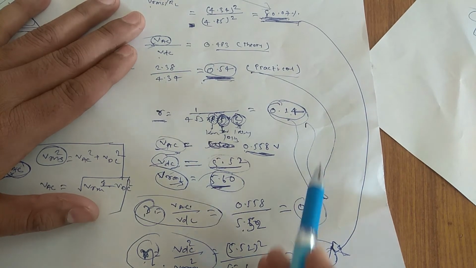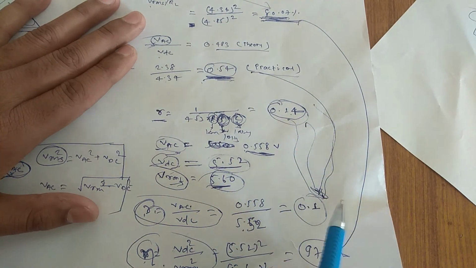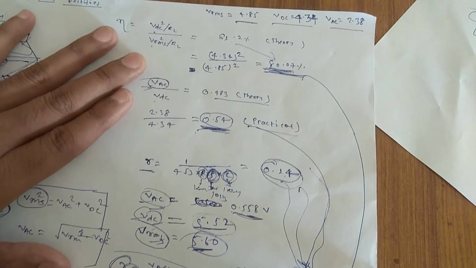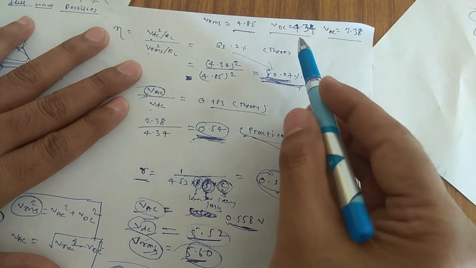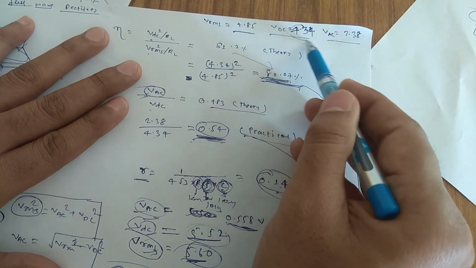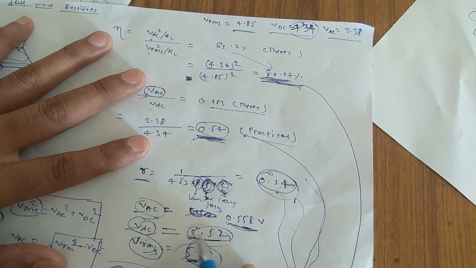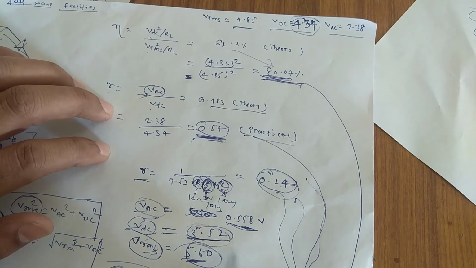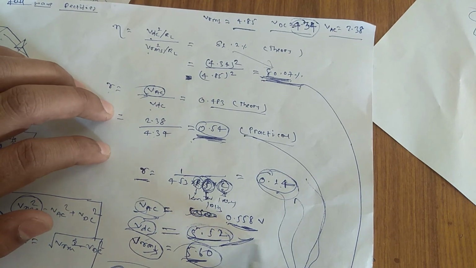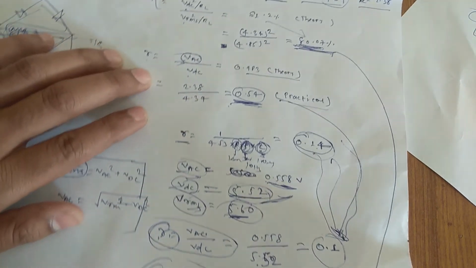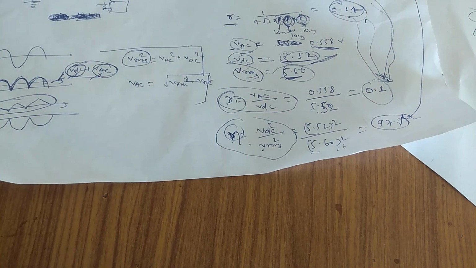So this is all with the help of the capacitor. Now if you want to see one more thing, see our DC component, it was 5.434, now it has increased to 5.52. With the introduction of the capacitor, there is always an increment in the VDC. So this is all about your full wave rectifier with the capacitor.